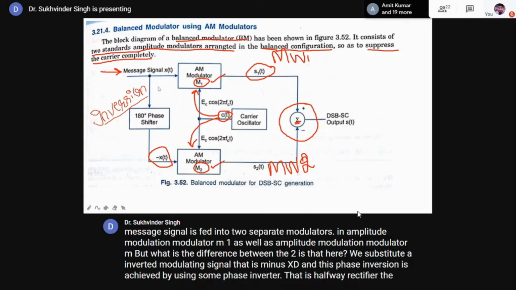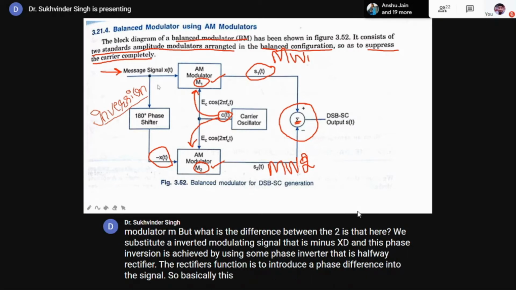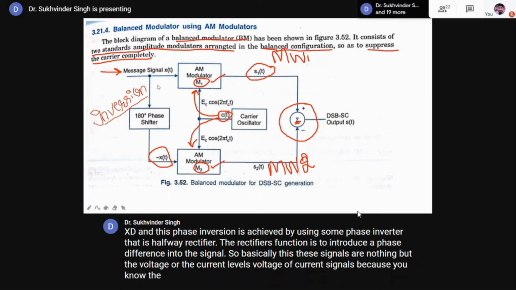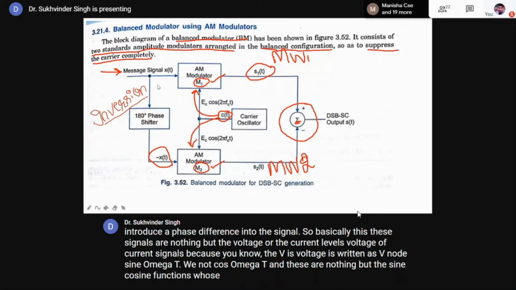So basically these signals are nothing but voltage or current signals, because you know the voltage is written as V0 sin ωt, V0 cos ωt, and these are nothing but sine and cosine functions whose variation changes with respect to phase. Similarly, the current expressions are I0 sin ωt, I0 cos ωt. These are also sinusoidal or cosine variations in phase.